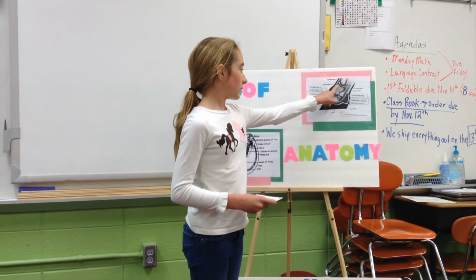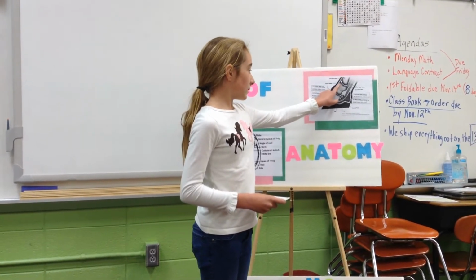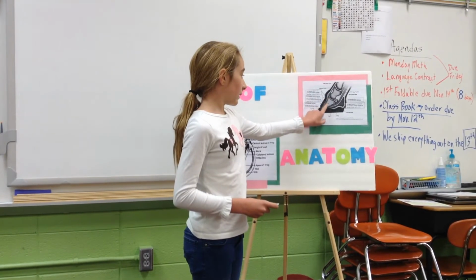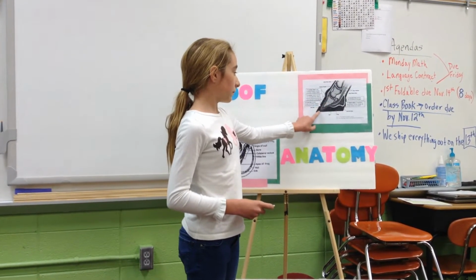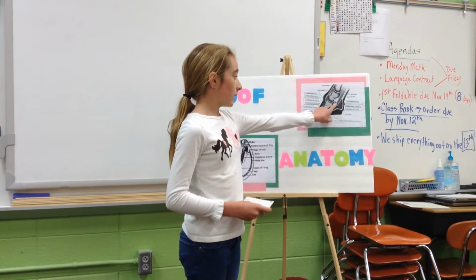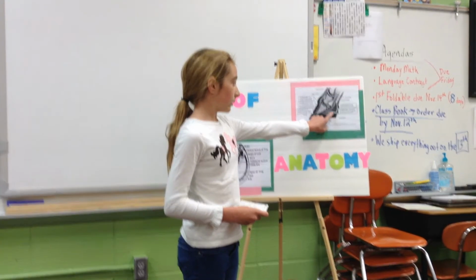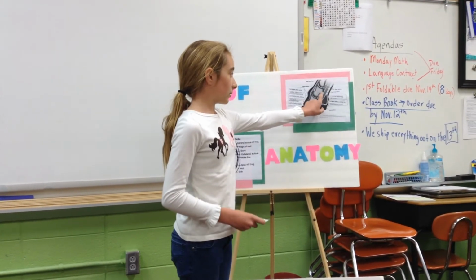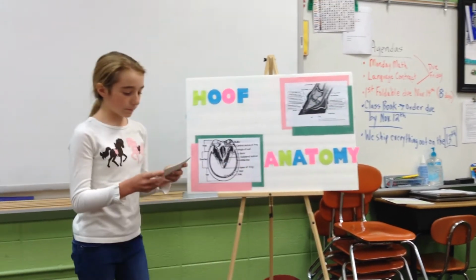Then there's the long pastern bone, the extensor tendon, the coronary band, the lamina, the coffin bone, the hoof wall, the sole, the frog, the navicular bone, the digital cushion, the short pastern bone, and the flexor tendons.